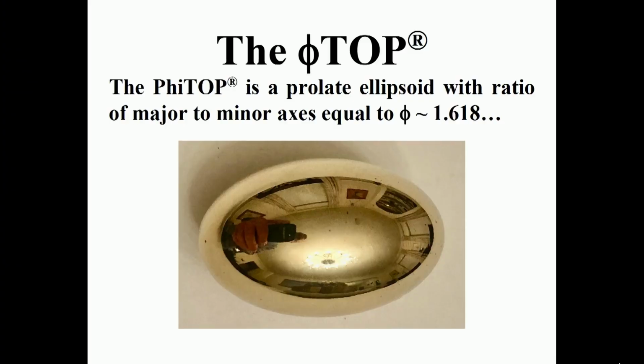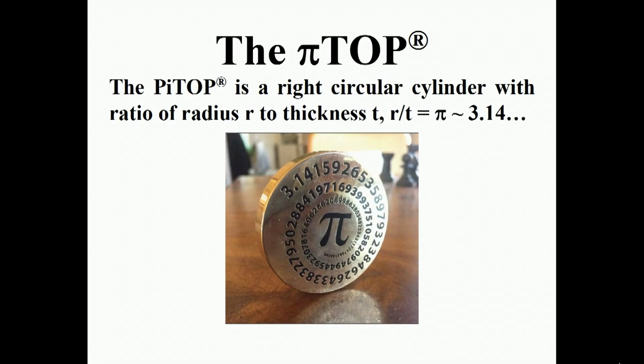So I had started out in this project making a thing that I called the phi top. I'm not going to spend time going over this again, but the thing is sitting here. It's a prolate ellipsoid. I optimized the shape so that it can stand up, and it can stand there and spin for maybe 8 minutes. And after I had developed the phi top, I said, well, we need a pi top.